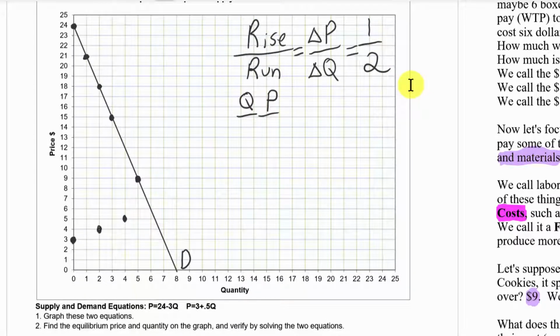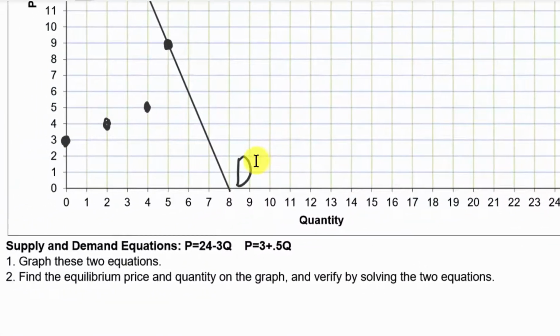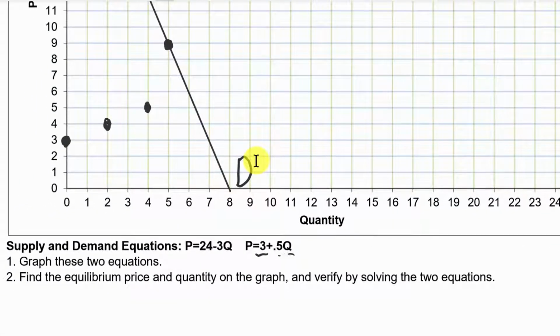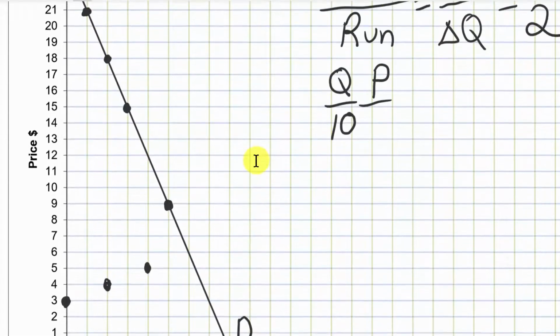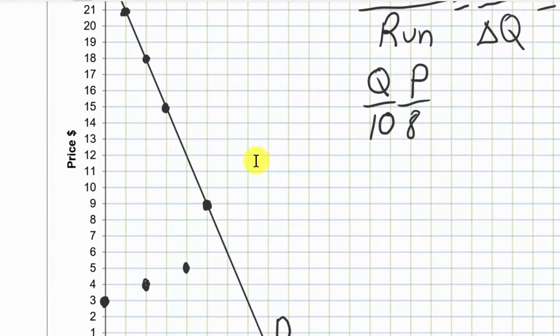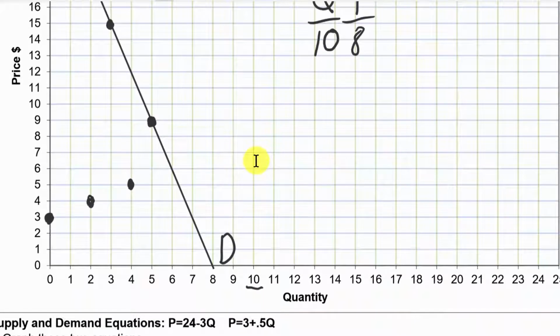And we could say, well, just pick any Q, 10, whatever, right? Why 10? Why not 10? So if we plug in 10 here, P equals 3 plus half of 10. Half of 10 is 5. That tells us the price would be 8. So quantity 10, price would be 8. Here's another point for our graph. Quantity 10, price 8.